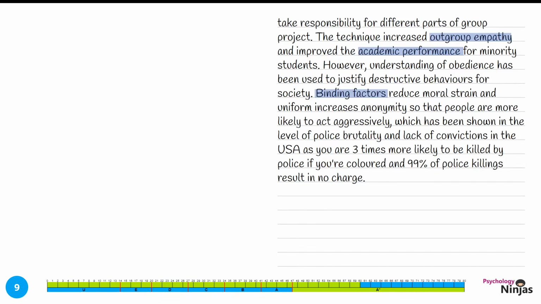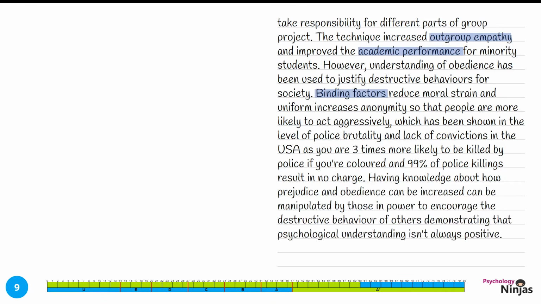It's time for another judgment about the use of psychological knowledge. Having knowledge about how prejudice and obedience can be increased can be manipulated by those in power to encourage the destructive behaviour of others, demonstrating that psychological understanding isn't always positive.